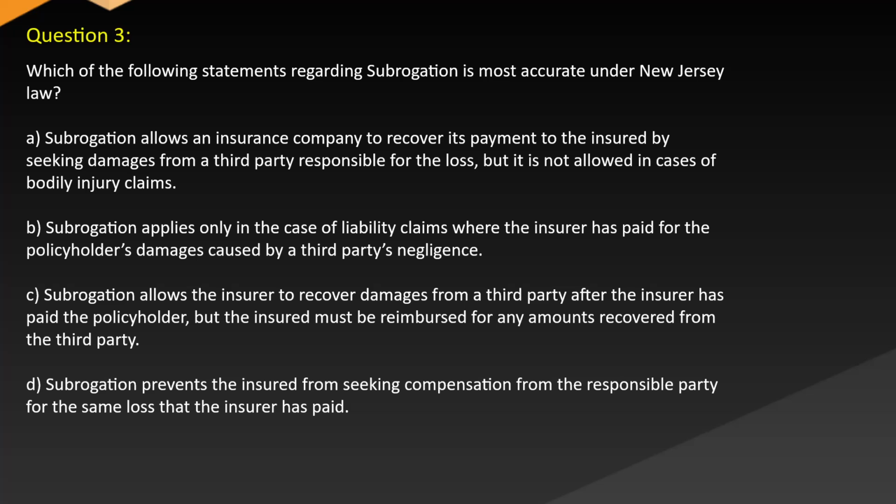C. Subrogation allows the insurer to recover damages from a third party after the insurer has paid the policyholder, but the insured must be reimbursed for any amounts recovered from the third party. D. Subrogation prevents the insured from seeking compensation from the responsible party for the same loss that the insurer has paid.